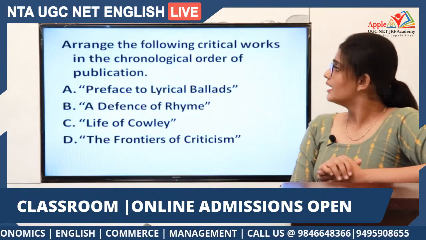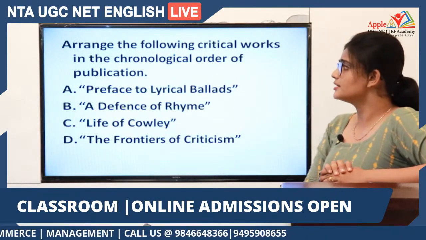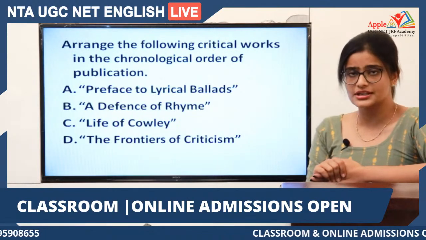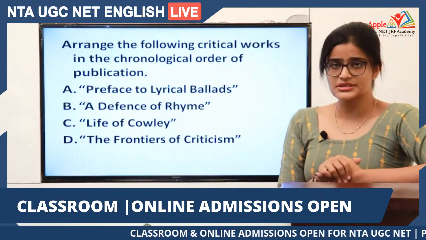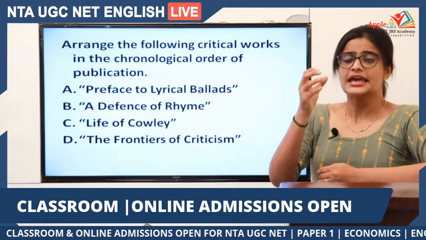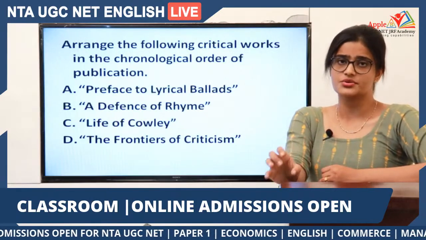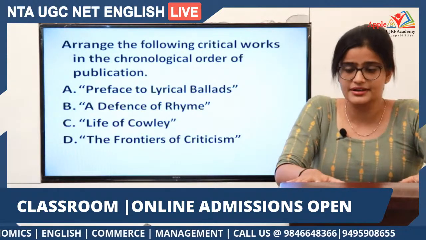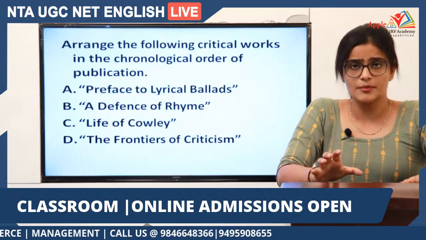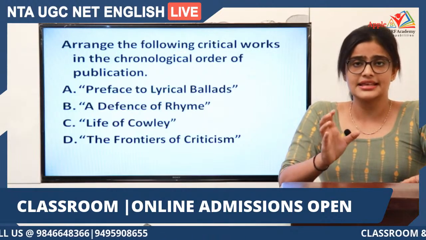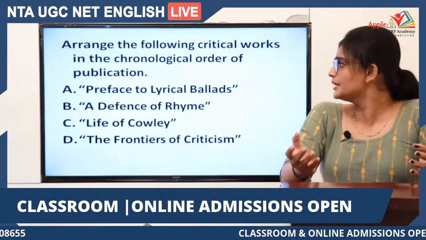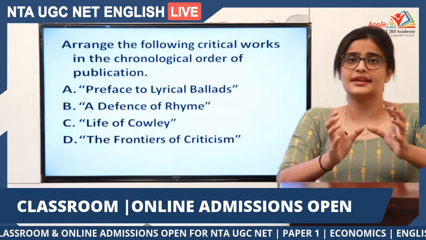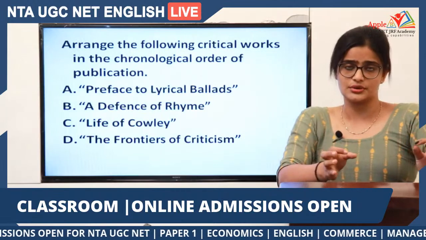Coming to the next question, arrange the following critical works in the chronological order of publication. We have already discussed this question while dealing with the chronological order questions. Here, the question is exclusively from literary criticism, where you have to identify which literary critical work came first and which came last. While you are dealing with literary critics and their respective works, try to remember the years in which these works were produced, because that is also very important. For example, the Preface to Lyrical Ballads was published in the year 1800. These are important dates that you have to remember if you are a literary student.